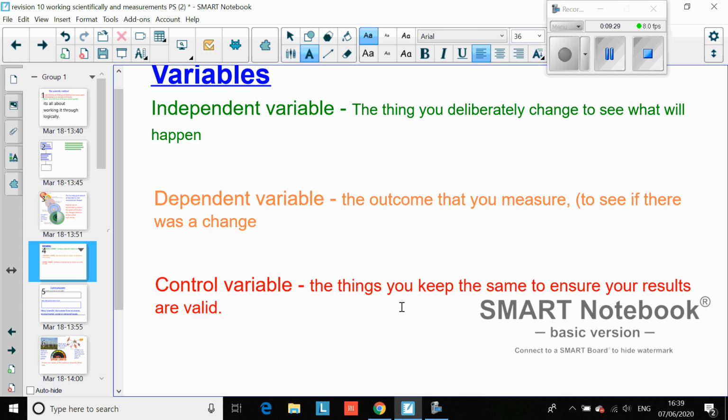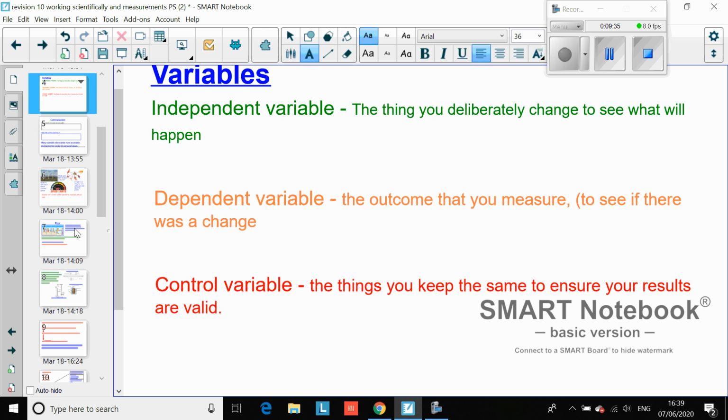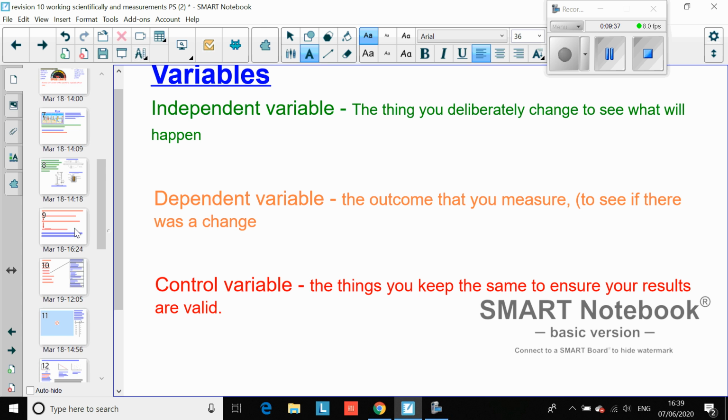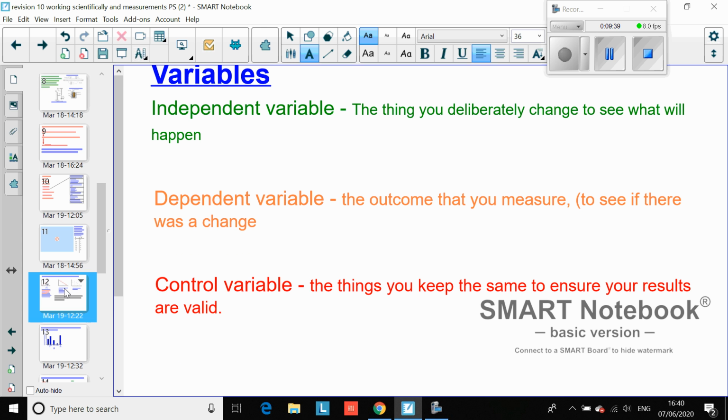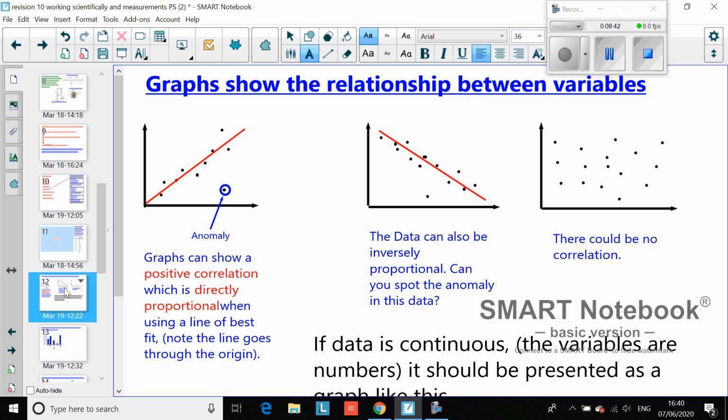Okay, so I am just going to go through one other thing with you before I get you to do the worksheets though. So the other part of the worksheet talks about how we can read data. Okay, so let's just say we've got our results. Now we always have the independent variable along the bottom and the dependent variable going up the side.